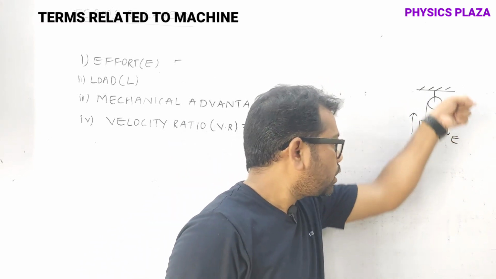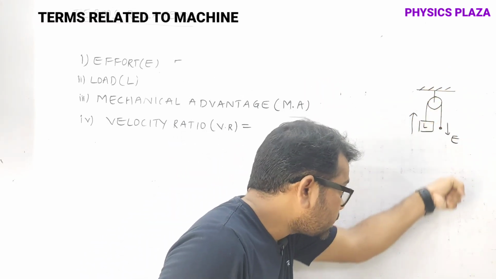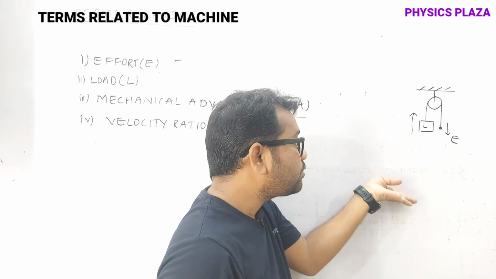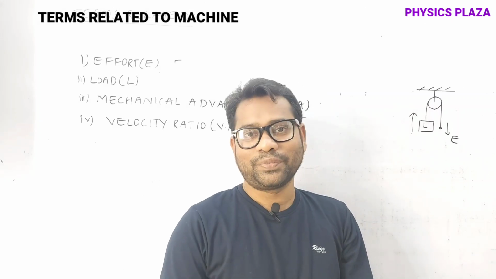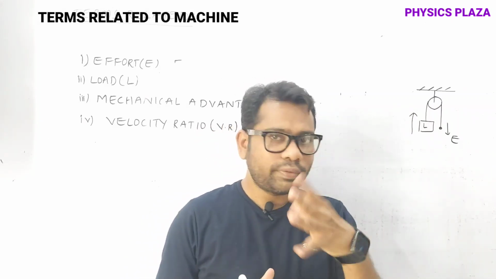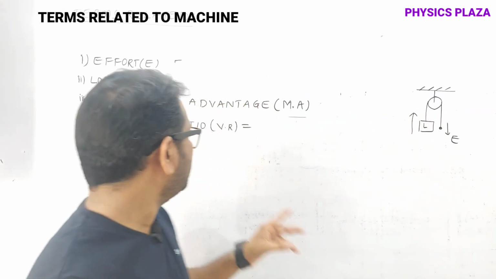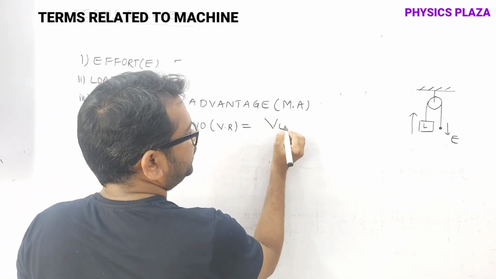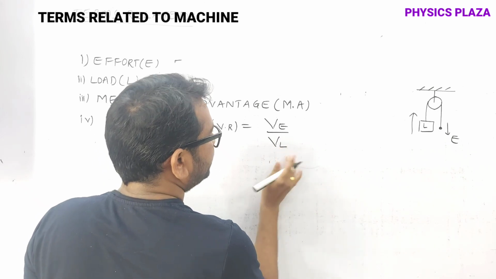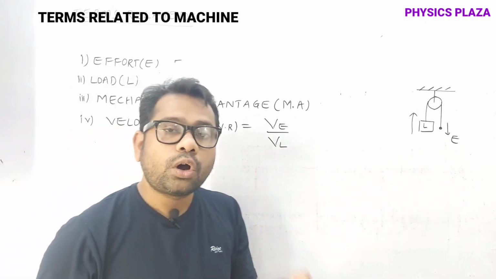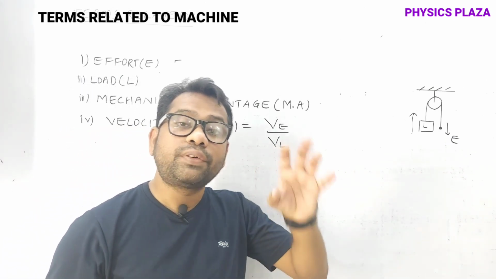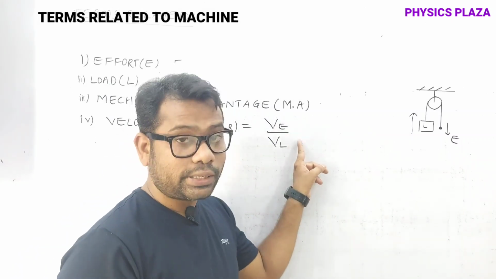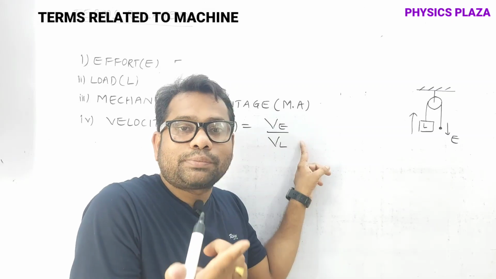Don't you think that as you are pulling it, it will be moving downward with a certain speed? Yes, which means effort has some speed. Simultaneously, the load will also be moving upward with a certain speed. So there will be a speed for effort and a speed for load. Here, velocity ratio is defined as the ratio of effort speed to load speed, or effort velocity to load velocity. But we know that velocity is displacement by time.